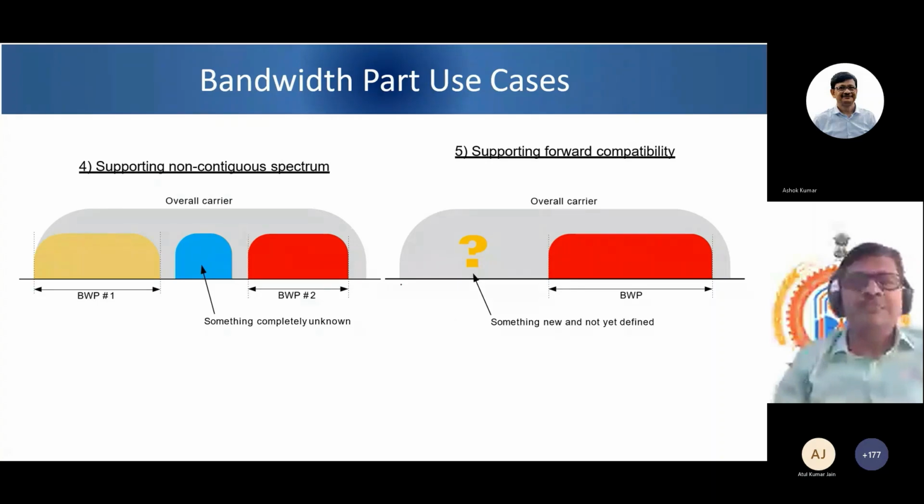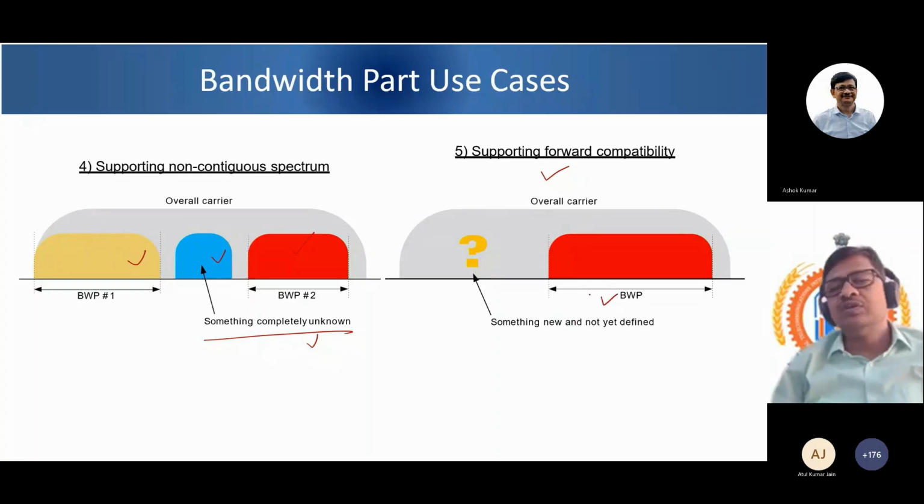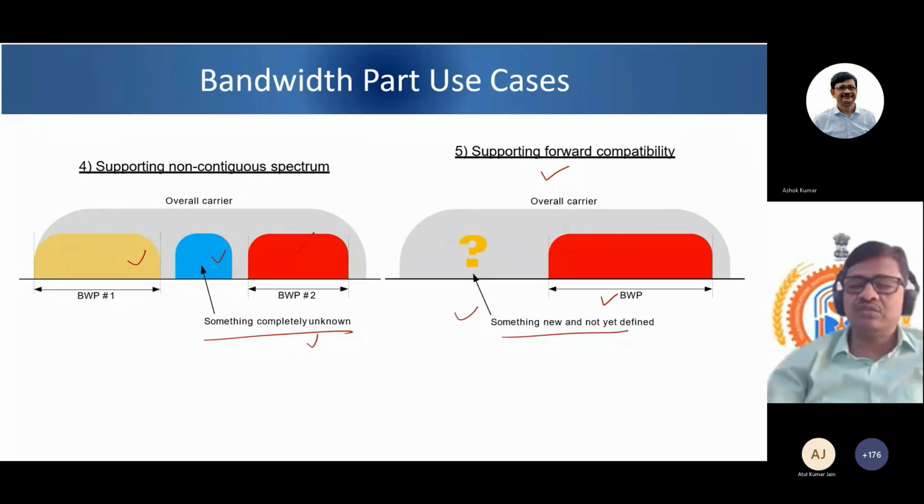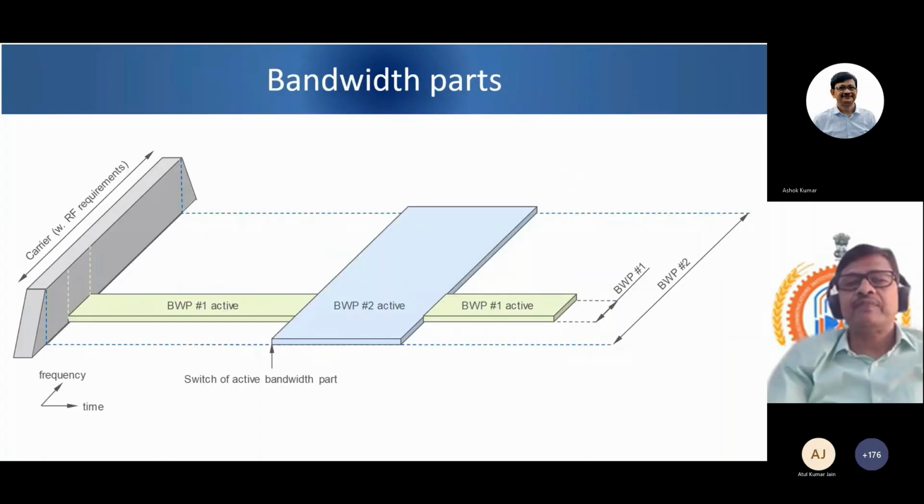Fourth use case is that if you have non-contiguous spectrum, as we had discussed earlier, you can form different bandwidth parts, and you can also leave gaps in between, which you don't know about today. Tomorrow something can come. And then the next is forward compatibility. That means you are using certain bandwidth parts in the 5G technology. Tomorrow, some other technology comes, which you don't define today, and that you can use later on. So forward compatibility is also a concept.